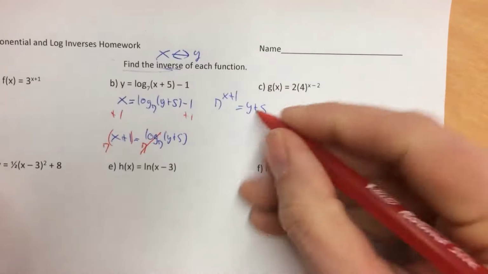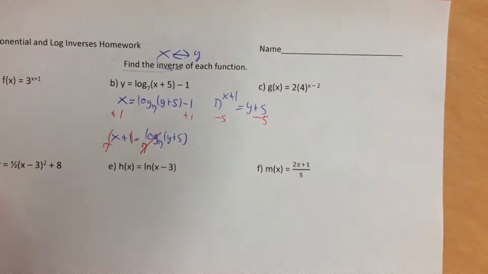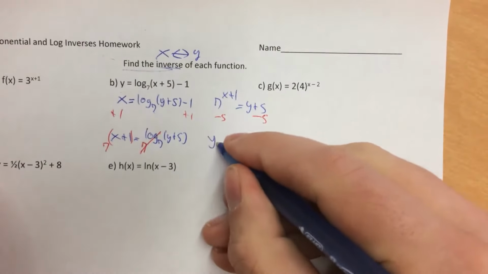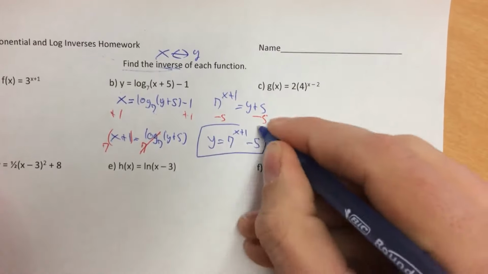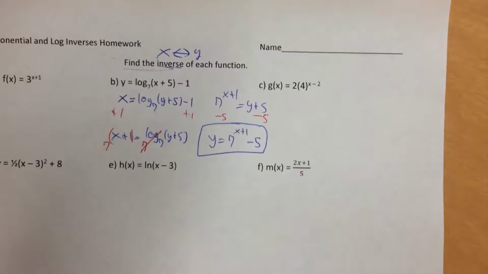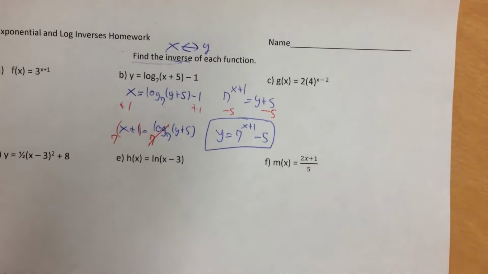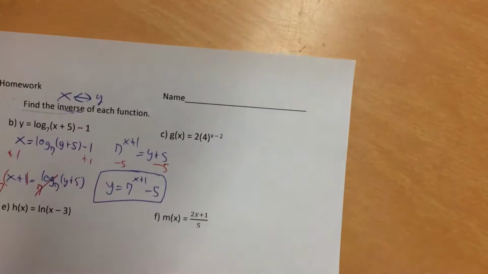And lastly, we're going to subtract 5. I'm going to go ahead and switch sides so that the y is on the left side. Y equals 7 to the x plus 1 minus 5. That's the inverse function. I guess I'll do one exponential.